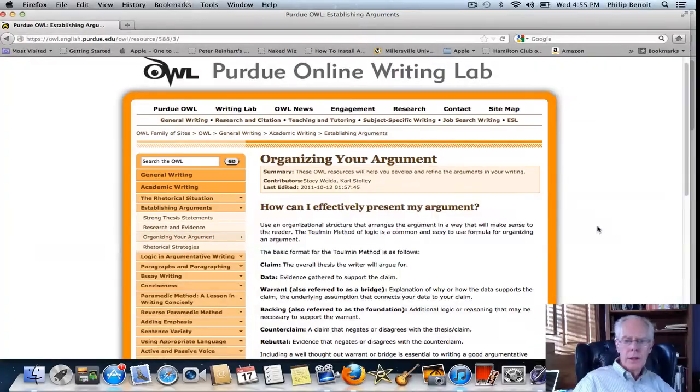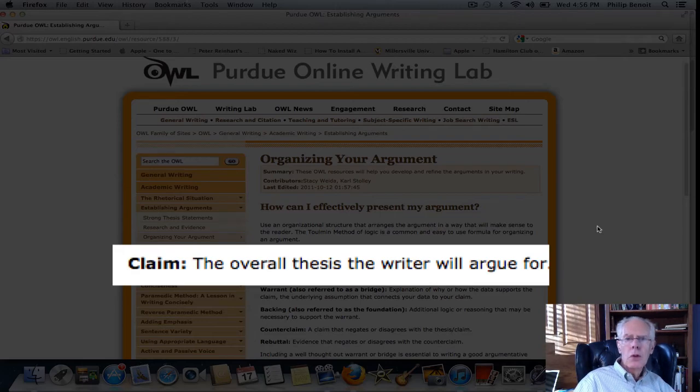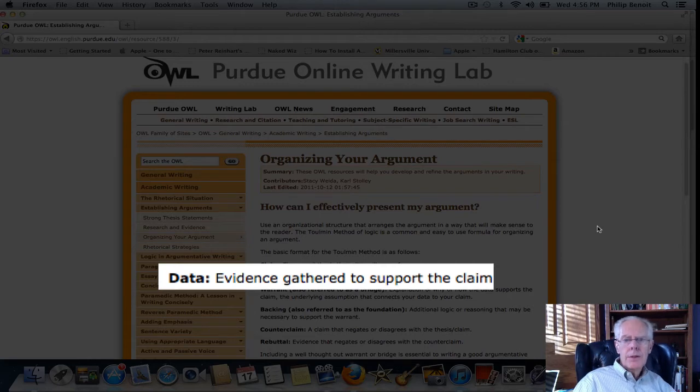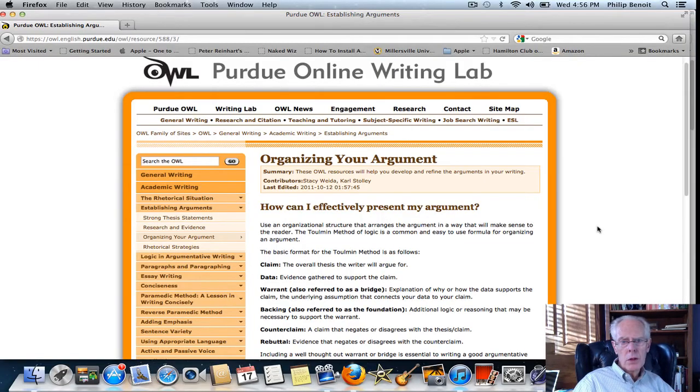The first one is your claim. That's your overall thesis, your thesis statement. What is the claim you are making and the point you will argue for? The second part of this structure is data. Evidence gathered to support the claim, data broadly stated. What evidence can you bring to bear on your thesis statement that will be persuasive to your reader in convincing her or him that you are correct in the proposition you are asking them to believe?